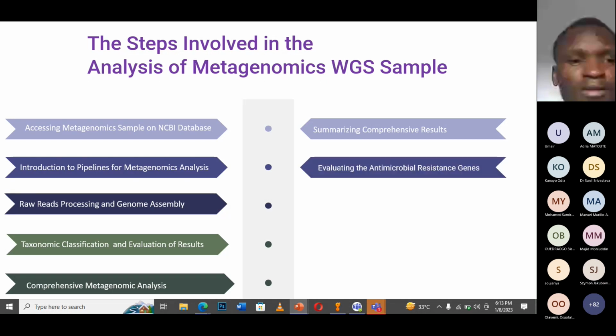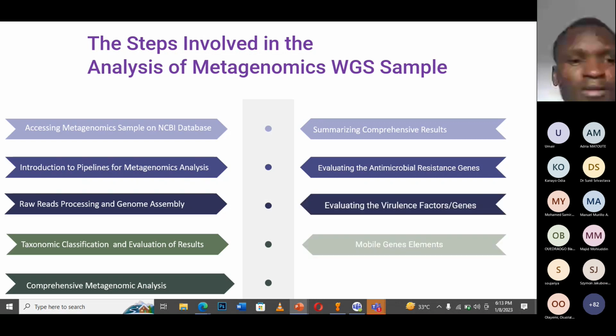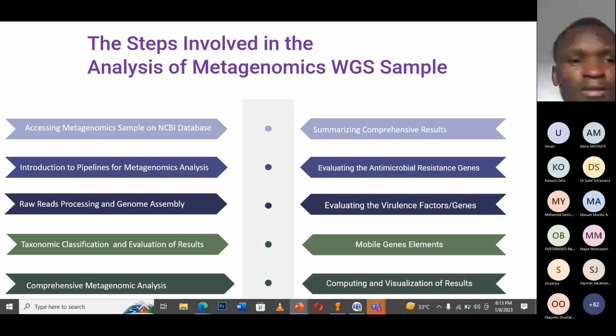Okay, then we are summarizing the comprehensive result. This is where you'll be having visualizations of results. You'll be arranging your results, narrowing down, streamlining your research to specific genes of interest that are interesting to your research, interesting to the problem you're trying to solve. Then we have evaluating the antimicrobial resistance genes, which I've already talked about, evaluating the virulence genes, the mobile gene elements, and computing and evaluation of results. Okay, so these are the steps when it comes to shotgun metagenomics analysis.